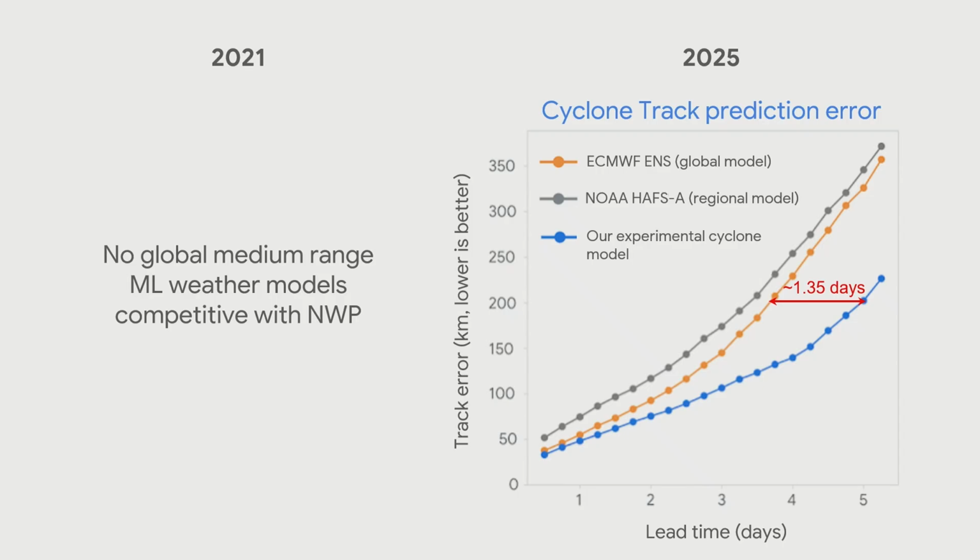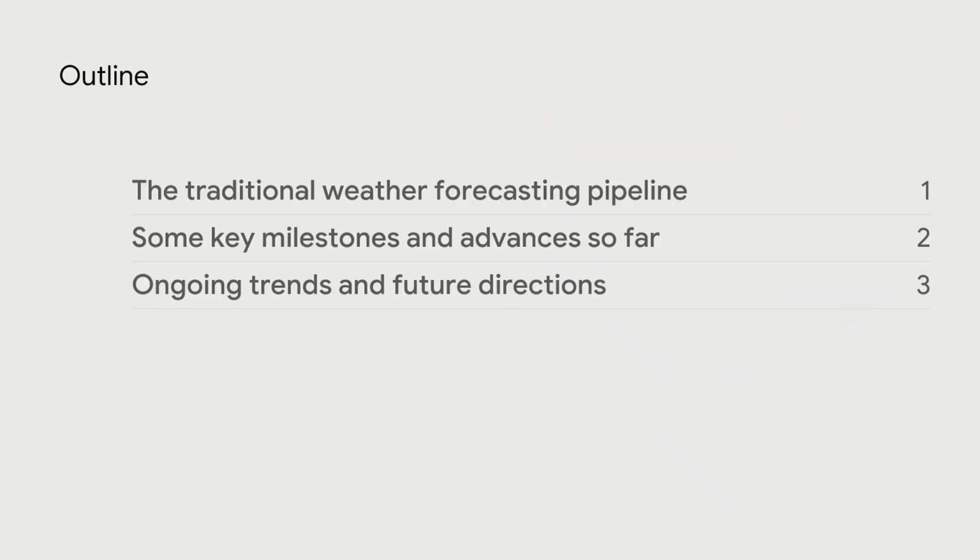So we've gone from 2021 having no medium-range AI weather models competitive with the state-of-the-art numerical weather prediction, to being potentially, according to these crude approximations, a decade to a decade and a half ahead in just a couple of years. So the pace is dramatic.